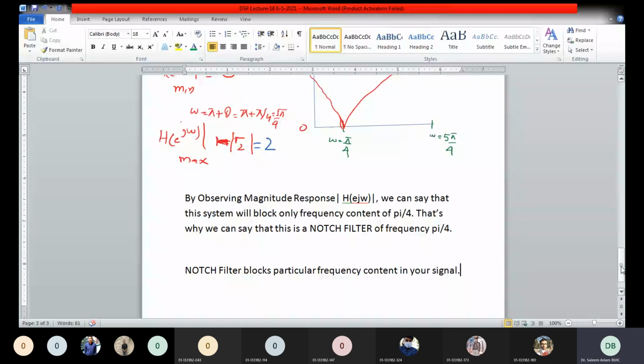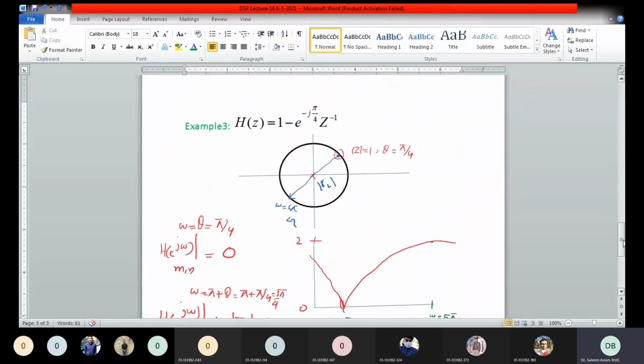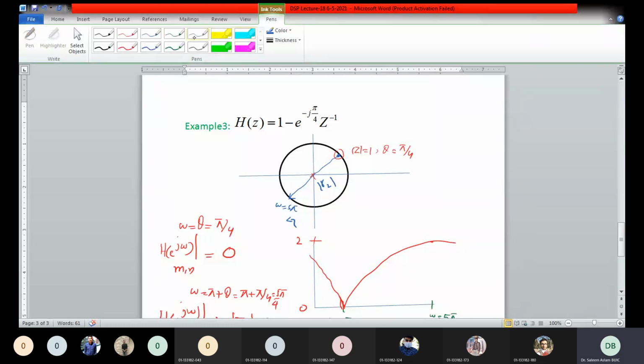So we can say that this is basically a notch filter that filters the frequency content omega equal to pi by 2. Any confusion? No, sir. Okay. So this filter is basically a notch filter.